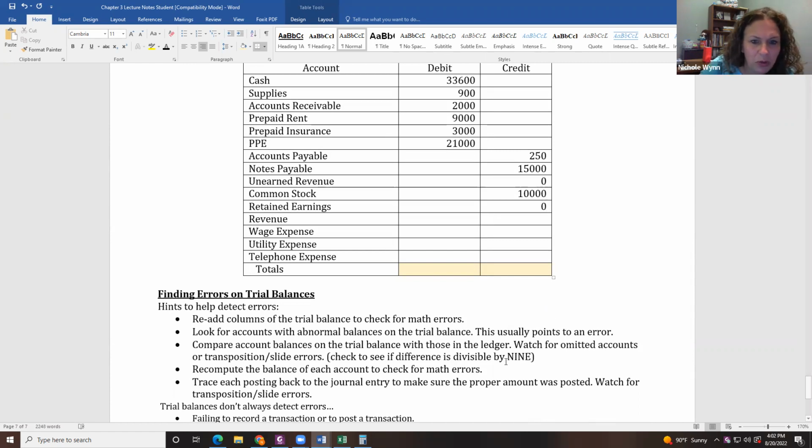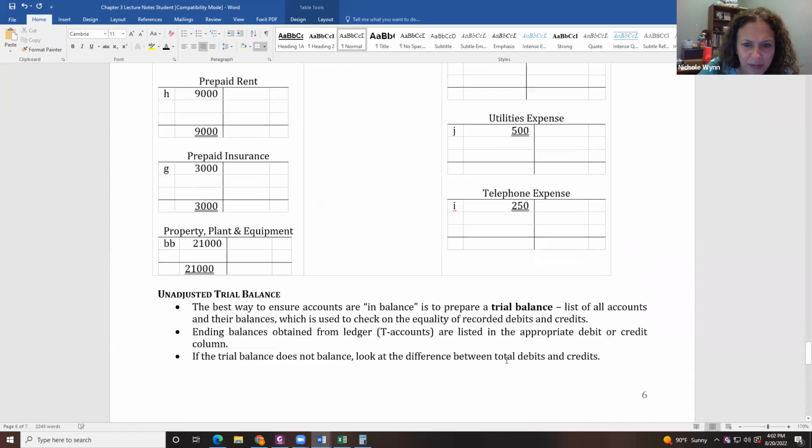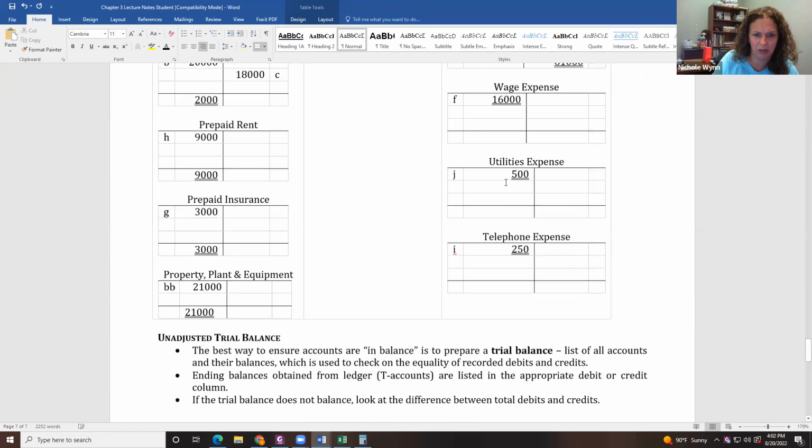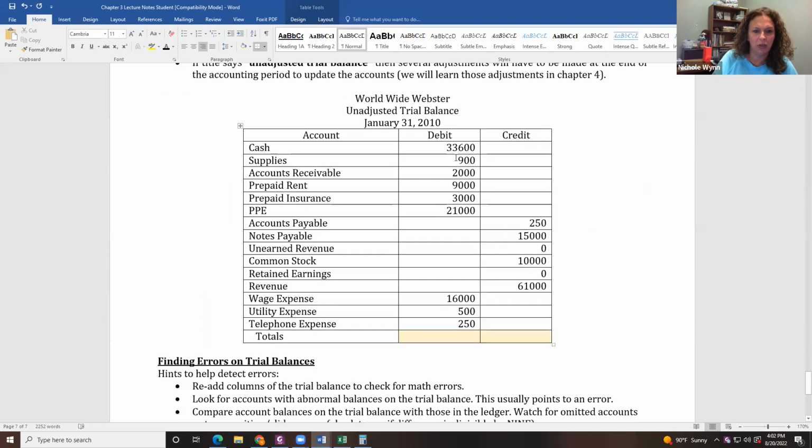And then revenues were 61,000. But ADE are debits: assets, dividends, and expenses. I have no dividends. Wage expense was 16,000, utilities were 500 and telephone was 250, I think. Utilities were 500, telephone was 250. So I want you to notice that ADE are debits, and then we're going to add them up and see if this equals. If this equals, then our balance sheet will also equal.